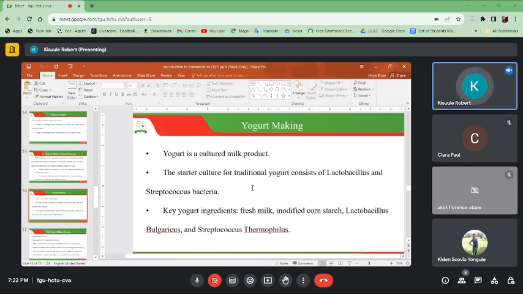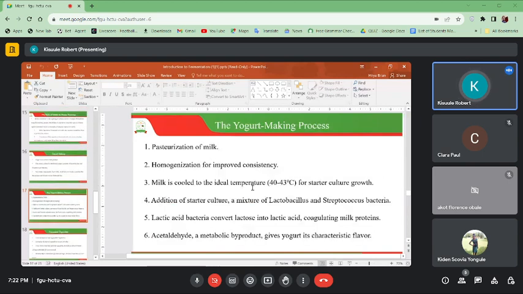Let's shift and look at yogurt making. Yogurt is a cultured milk product, and the starter culture for traditional yogurt consists of lactobacillus and also streptococcus bacteria. We had looked at this. The key yogurt ingredients are fresh milk, modified cornstarch, and also Lactobacillus bulgaricus and Streptococcus thermophilus. We will understand what thermophilus means.